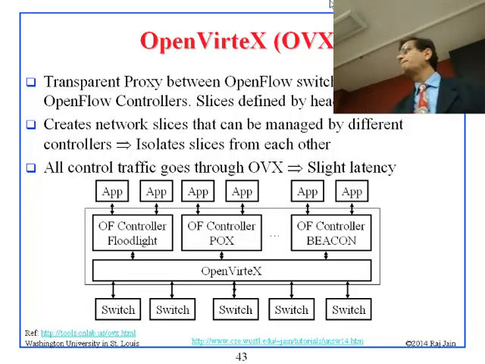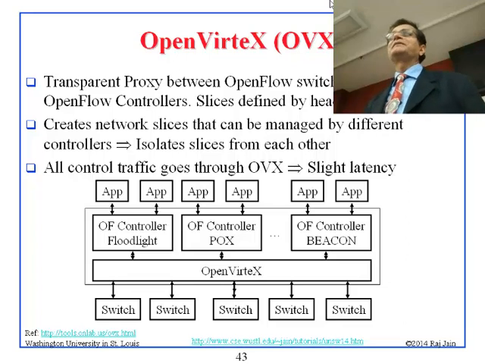Do you know what the take up of FlowVisor and Open Vertex are? I'm not following that, sorry. I will tell you when we come to SDN, the whole story changes.